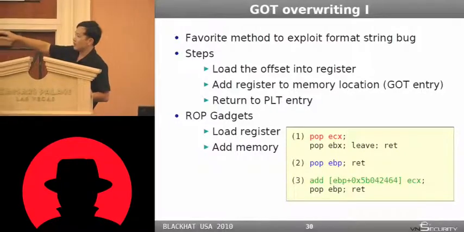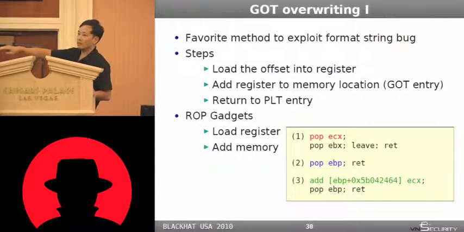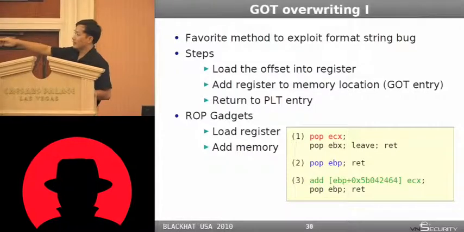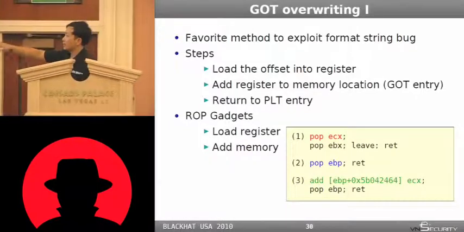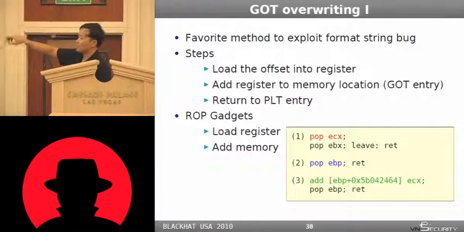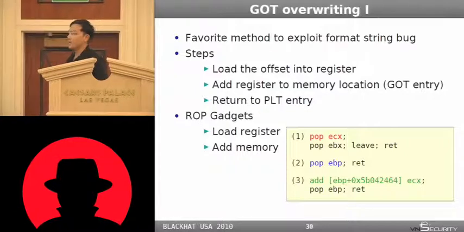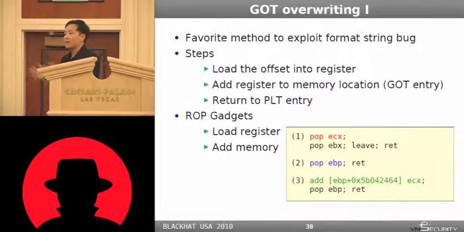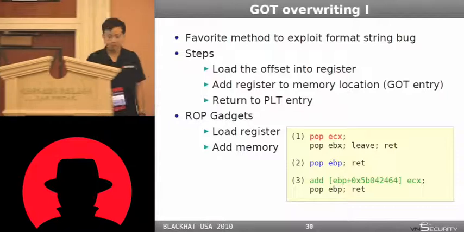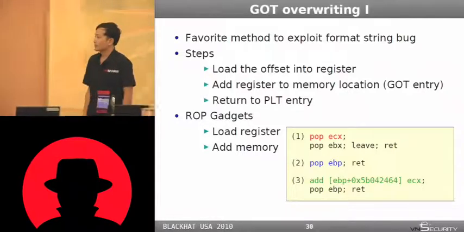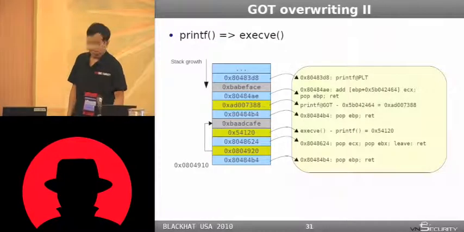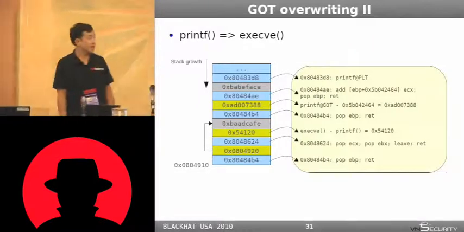In our vulnerable binary, we can find there are 3 gadgets. First is pop ECX to load the offset. The second is pop EBP to load the address of the global offset table entry, and then add it together. Let's see how it works.